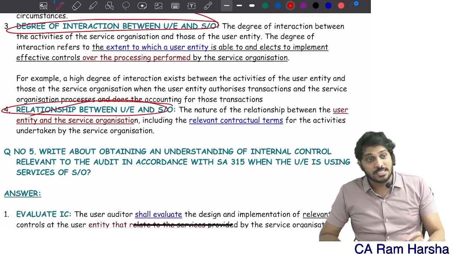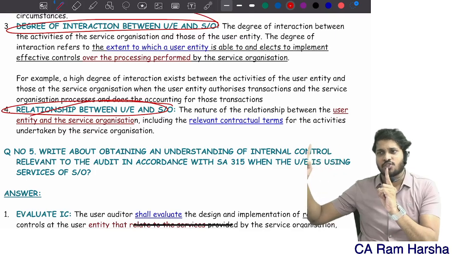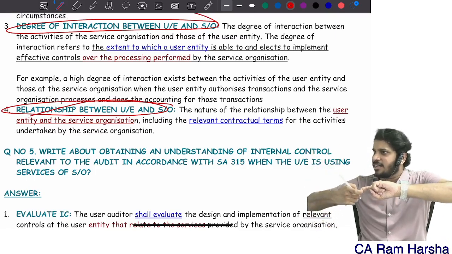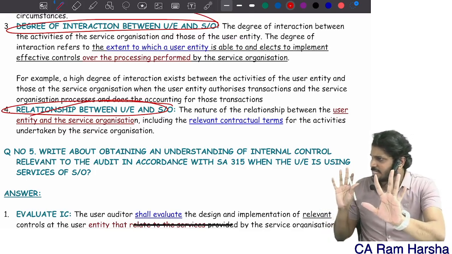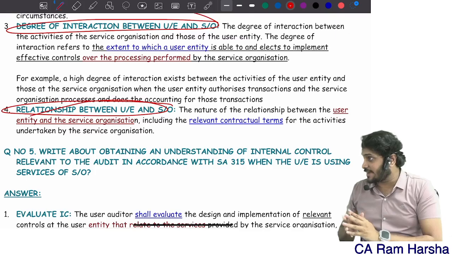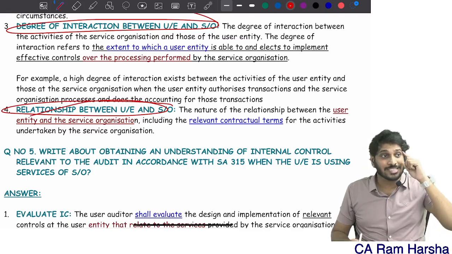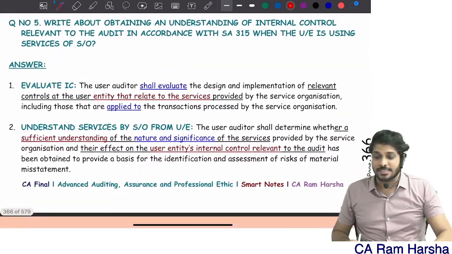We should also analyze the relationship between the user entity and the service organization. Are they related parties? Are they controlled by common ownership? Like, is there any such kind of link? We will try to identify. Why are we doing all this? To do risk assessment.